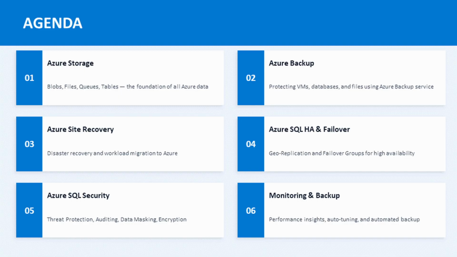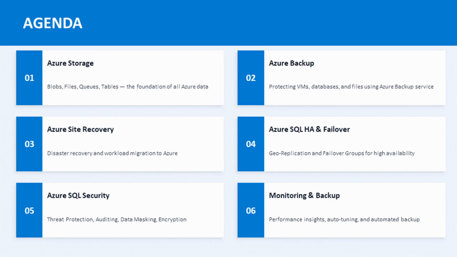Here is an overview of the 6 main areas we will cover. First, Azure Storage, the foundational service that stores virtually everything in Azure, from virtual machine disks to backup files to application data. Second, Azure Backup, Microsoft's managed backup service that protects virtual machines, SQL databases, on-premises servers, and file shares.